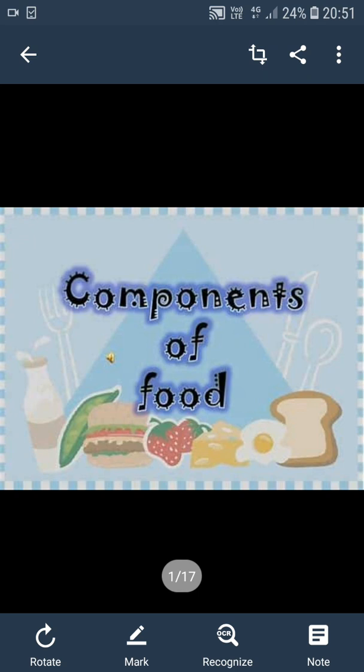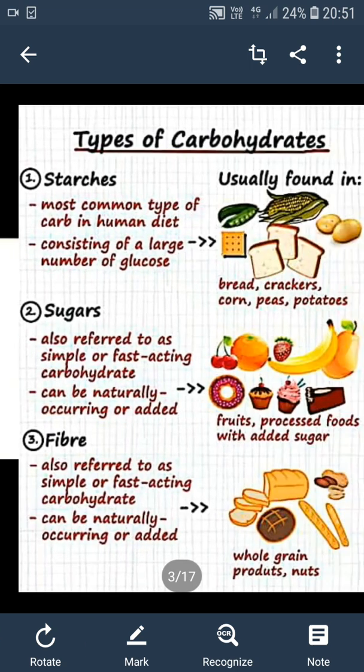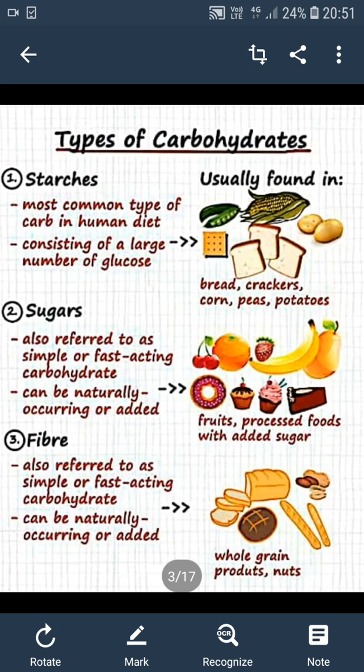Children, before going to this chapter, can you answer my question? What are nutrients? See children, food is made up of different components called nutrients. There are 5 types of nutrients found in our food: carbohydrates, proteins, fats, vitamins and minerals. First we'll go with carbohydrates.